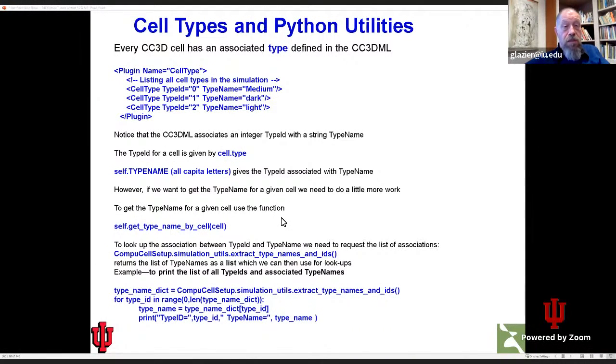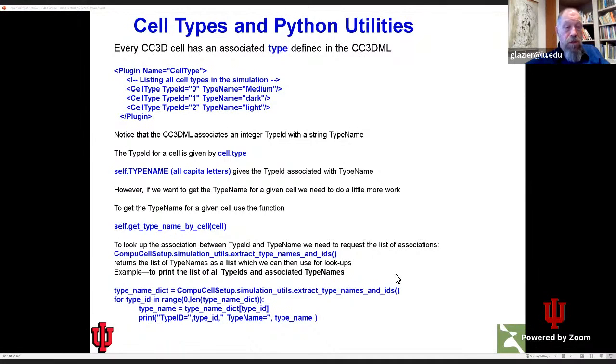suppose that you're writing a simulation in which the user may change the number and names of the cell types. And so you don't know that the cell types are going to be dark and light. You don't know if you're going to have 3 cell types or 5 cell types. You don't know what those names are. In those situations, you might actually want to be able to inquire how many cell types you've got and what they're named. And there is a function to do that.